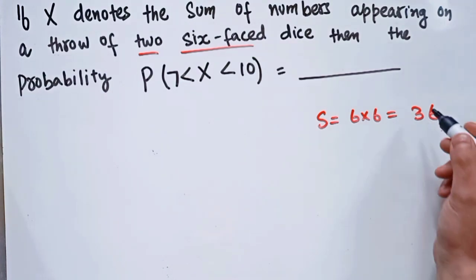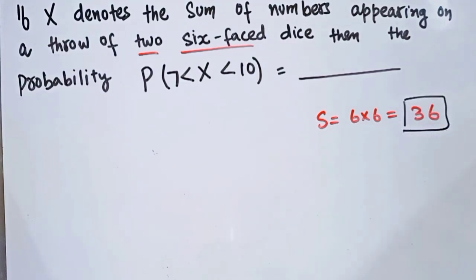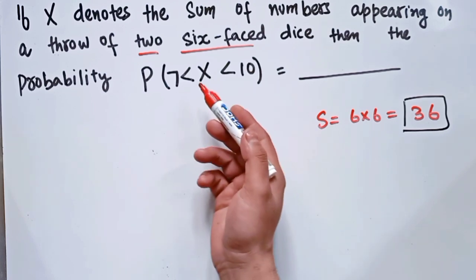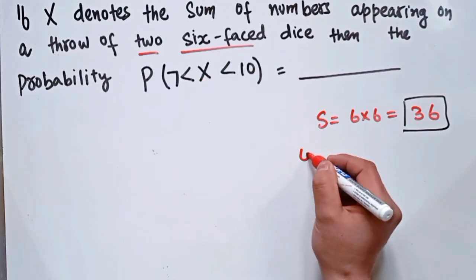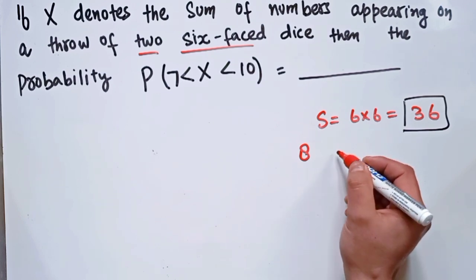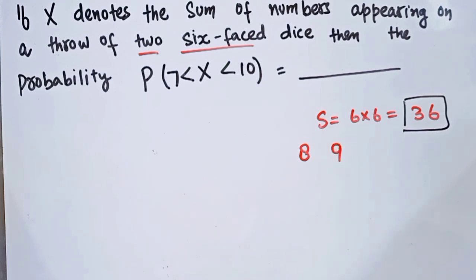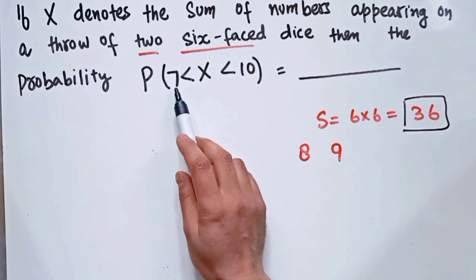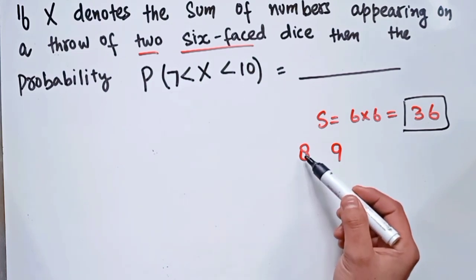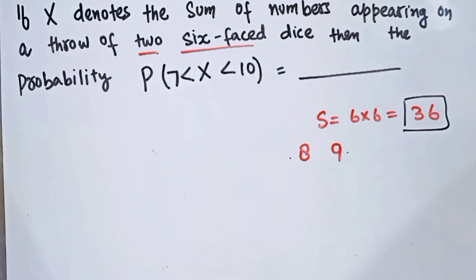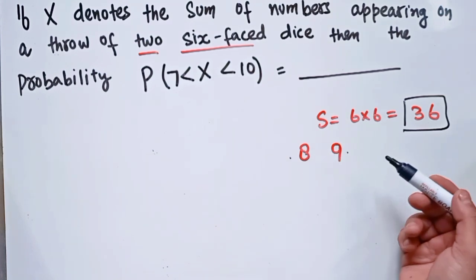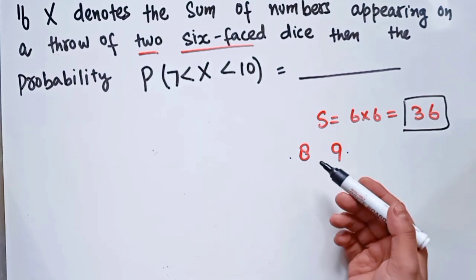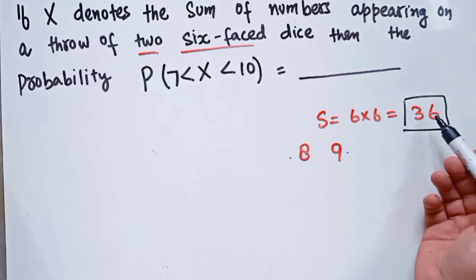possible outcomes. And out of 36 events, we need to find out the events, that is, the sum of numbers should be either 8 or 9. We are being told x lies between 7 and 10. That means x should be either 8 or 9. We need to find out how many favorable outcomes are with x given the sample space of 36.